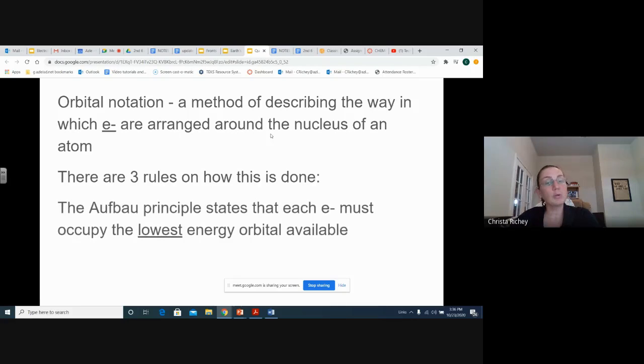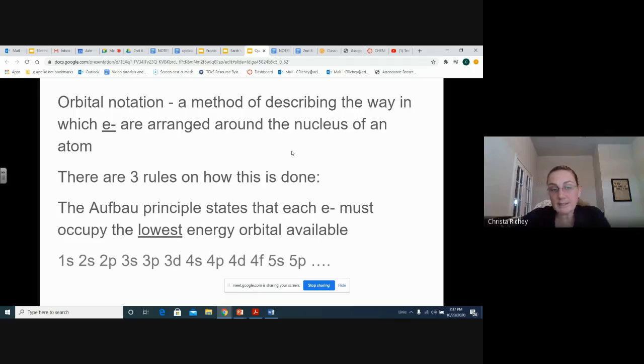The first rule is called Aufbau, named after the German physicist that figured this out. He was the one that says that electrons have to go to the lowest orbital first. It's almost like stepping on the first rung of the ladder. You can't go to the second step until you've hit that first step. Well, for us, that is the 1s level. That is that first rung in the ladder. And then once you take your second step, that's the 2s. The third step is the 2p.